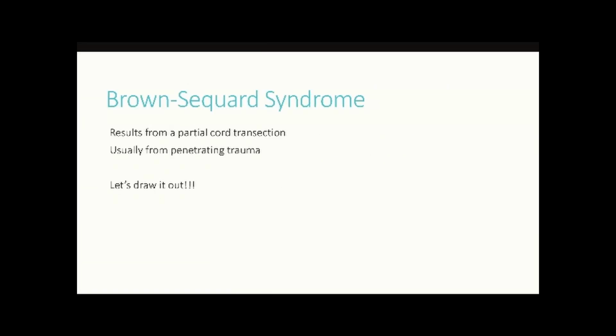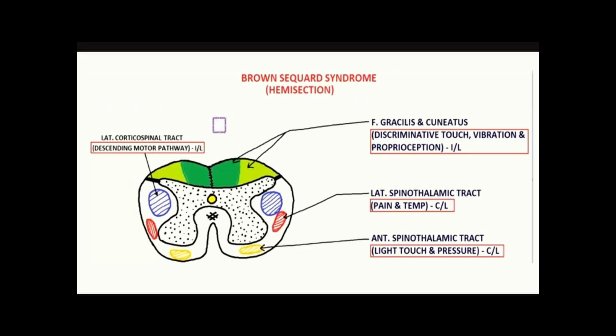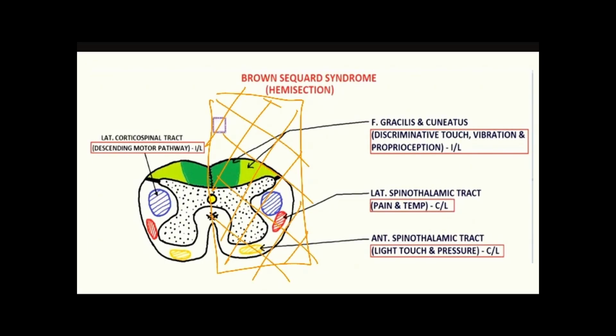Okay, that was a total spinal cord transection. We cut the entire cord right in half, no communication at all from top to bottom. The next one is a Brown-Séquard syndrome. This is a partial cord transection, usually from a penetrating trauma for this one. So in this case, we're going to knock out half of the spinal cord.